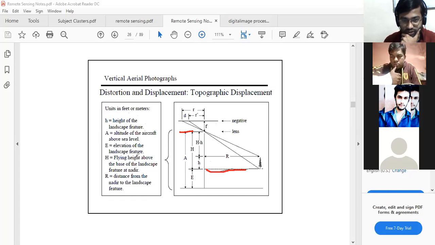Elevation of the landscape feature, E. This is your landscape feature. Let's say the elevation of the landscape feature. Then H is the flying height above the base of the landscape. This is the flying height above the base of the landscape. Then r is the distance from the nadir to the landscape, capital R. This is nadir to landscape. This is your landscape, let's say this tree, and this is your point of nadir. So this distance is capital R.